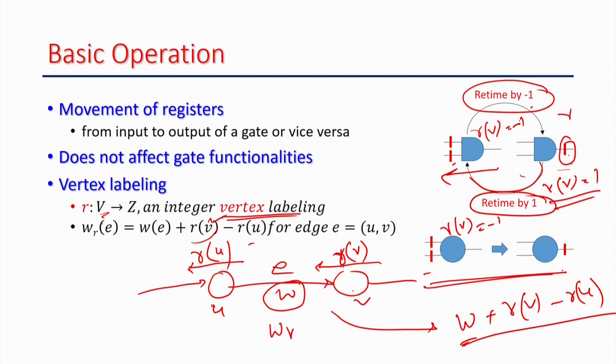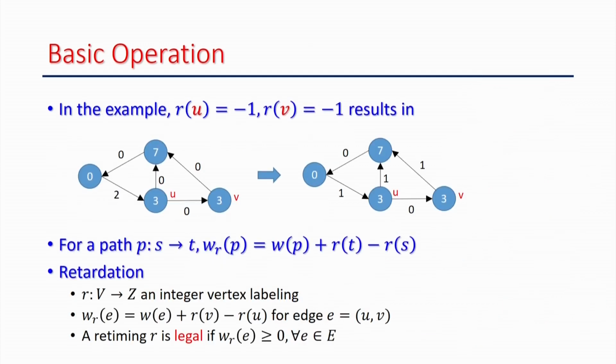This is how we can determine the weight of the edges after retiming. And we are going to find out these R values. Our objective is to find the R value of each node, with which we can identify the retimed circuit. Okay. Here is one example to clarify things.